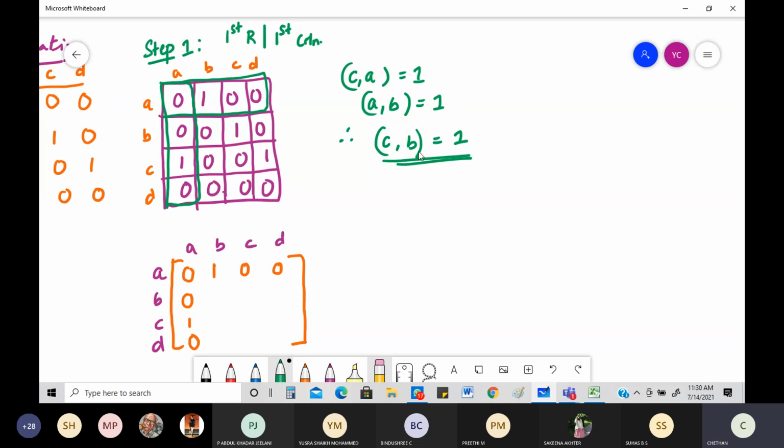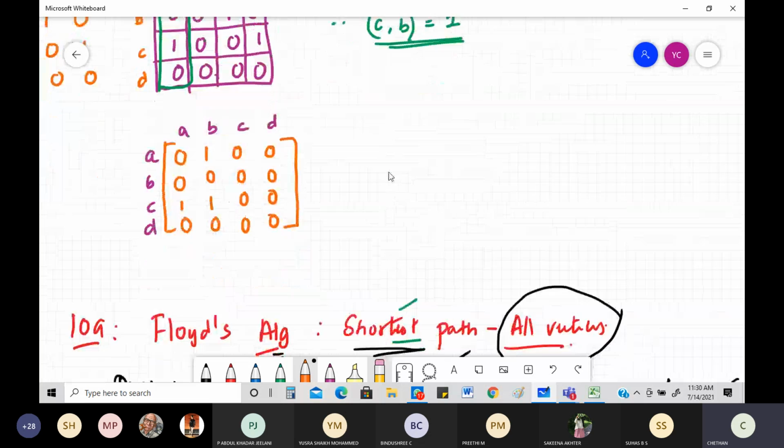Okay, so what is it? C to B is equal to 1. Now, can I go back to write C to B? Where C to B is 1. All other things 0, 0, 0, 0, 0, 0, 0, 0. No change. Okay, so the first step is over. First step is very much over.